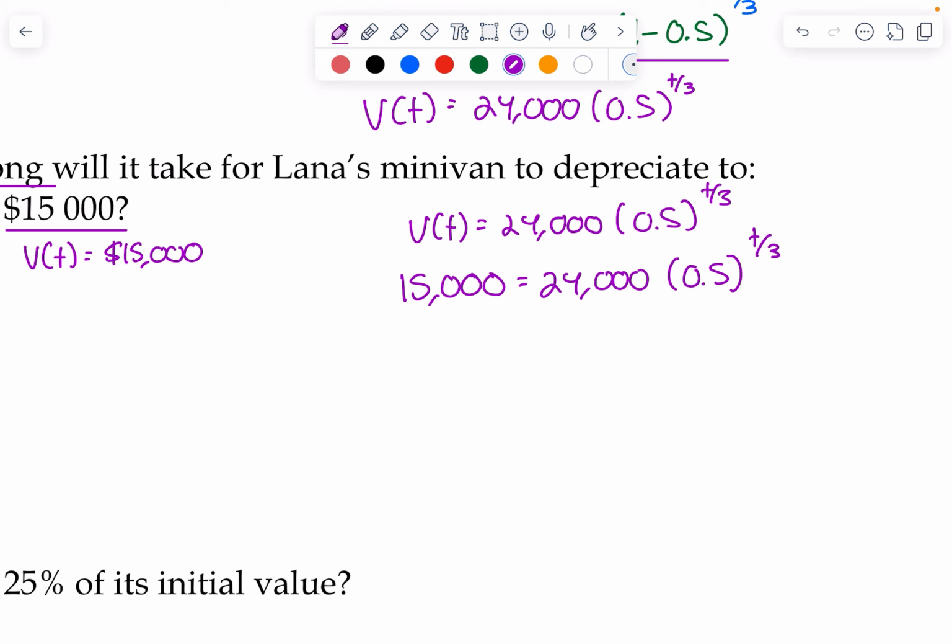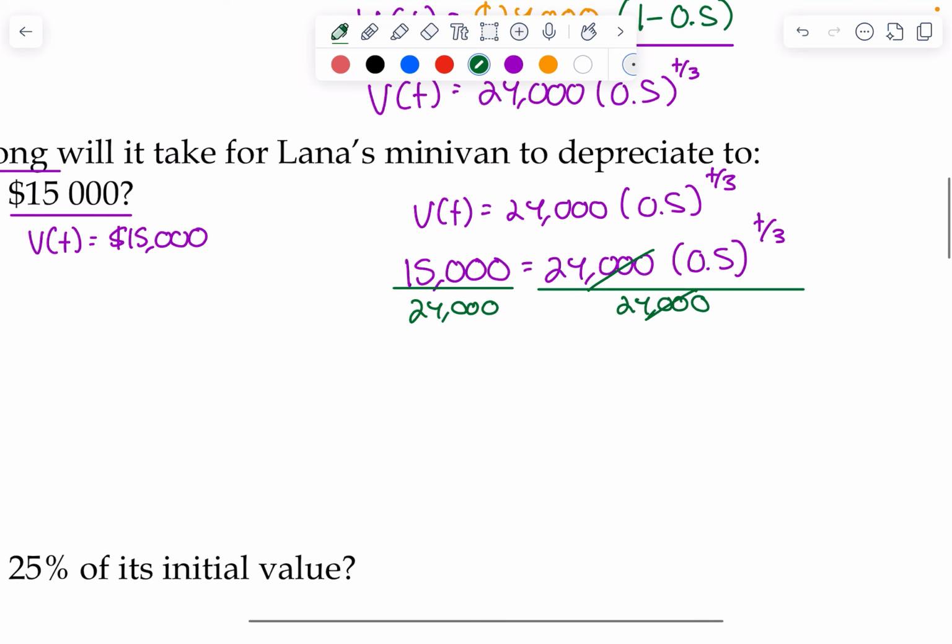So step 1, I need to divide both sides by 24,000. So both sides get reduced. That and that will cancel, and you're going to have 15,000 divided by 24,000. Just put that on your calculator, and you're going to find that that is 0.625, and that's going to be equal to 0.5^(t/3).